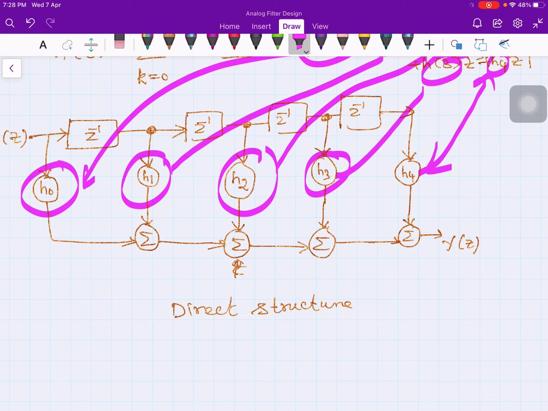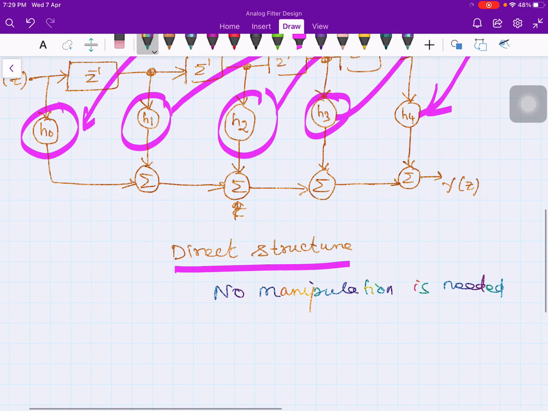So this is called a direct structure because the multipliers h0, h1, h2, h3, h4 are obtained directly from the transfer function. We did not do any manipulation on the multipliers. Therefore in a direct structure no manipulation is needed.